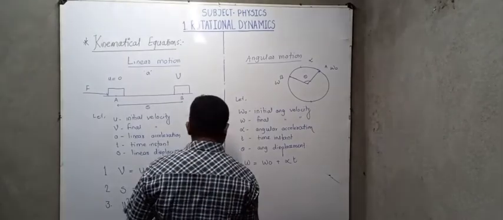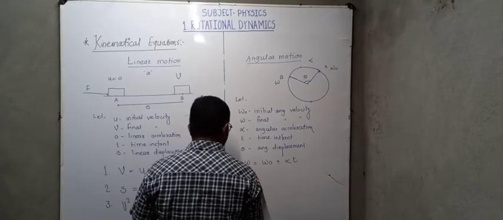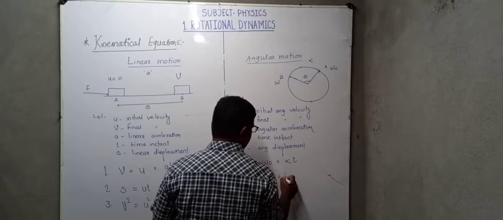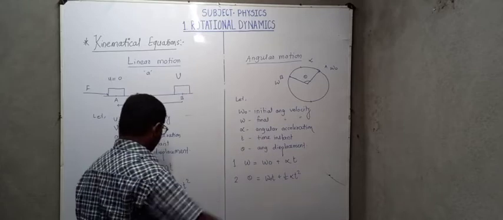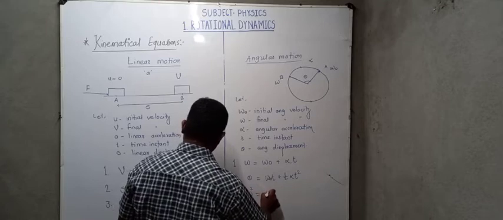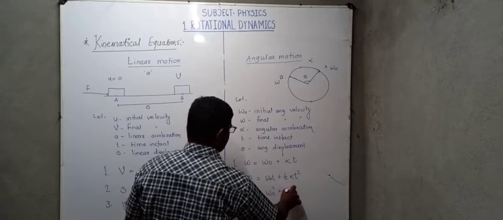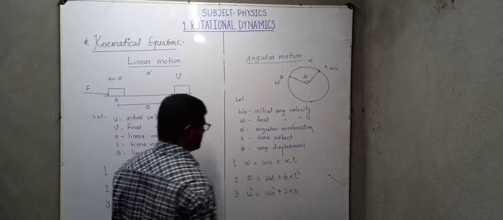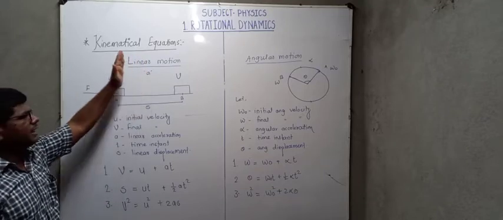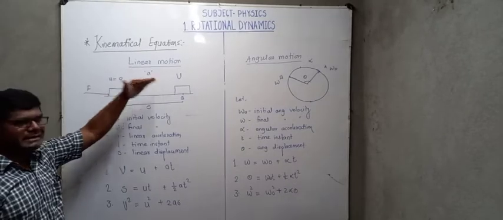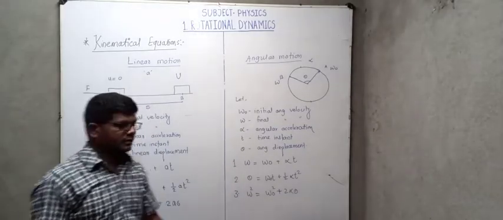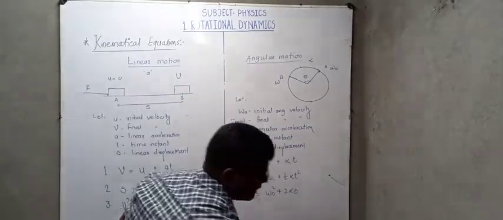So we can write directly theta is equal to omega 0 t plus 1 half alpha into t square, and third, omega square is equal to omega 0 square plus twice alpha into theta. This is about the kinematical equations. The kinematic equations for linear motion are analogous to the kinematic equations for angular motion. Okay, this is about kinematical equations.